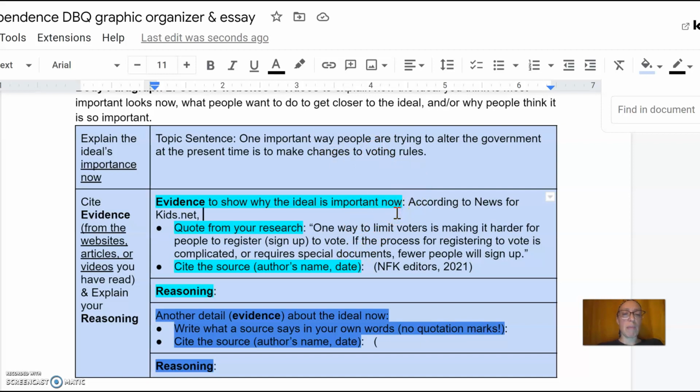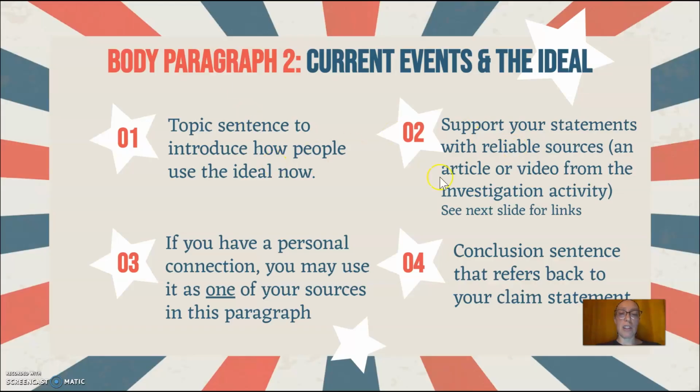So I could have said something like, Democrats and Republicans don't agree on how easy it should be to vote. And then say this, according to news4kids.net. So I could have another sentence before that. That would be good. Maybe I'll add that when I write my essay. All right. So I have gotten my citation.